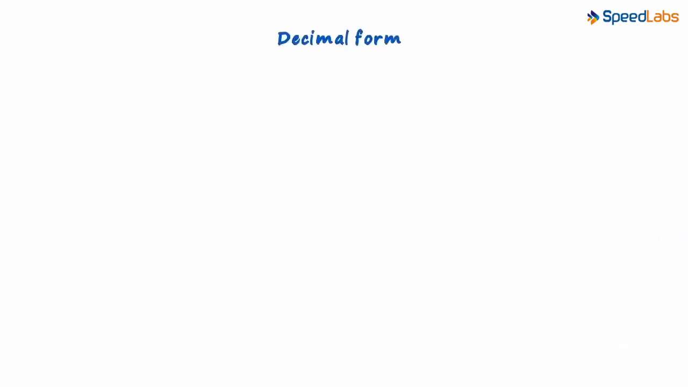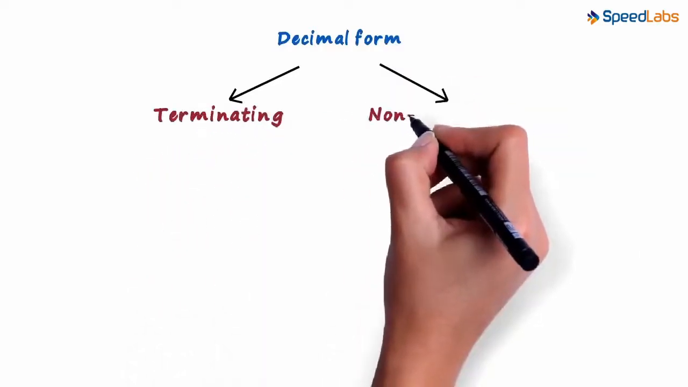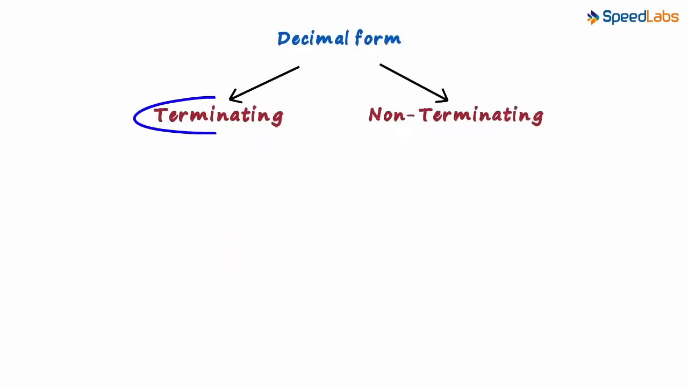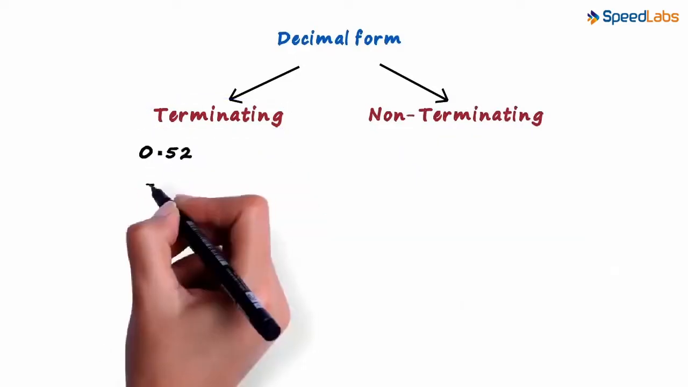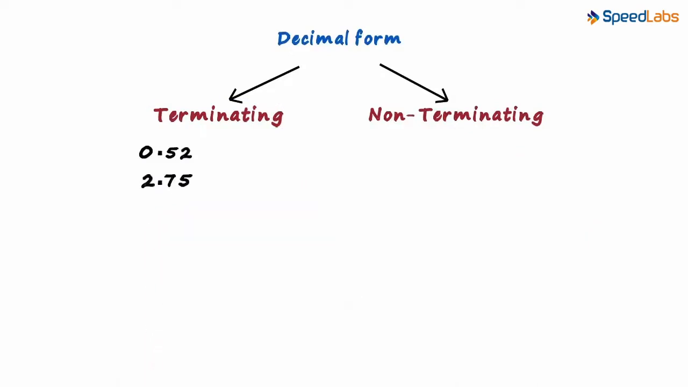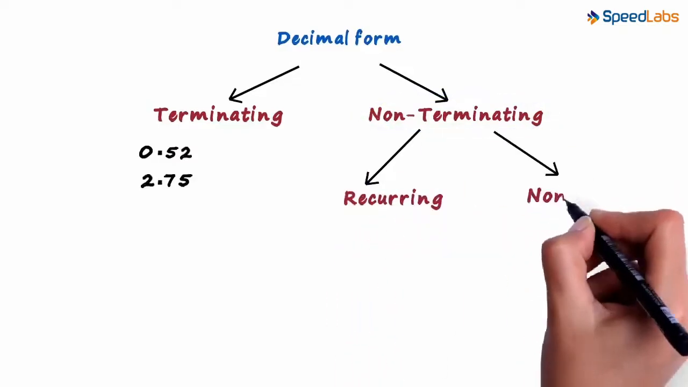There are two broad categories: terminating decimals and non-terminating decimals. Examples of terminating decimal numbers are 0.52 or 2.75. The digits after the decimal point terminate. They do not go on and on and on. Non-terminating is again classified into two types: recurring decimals and non-recurring decimals.